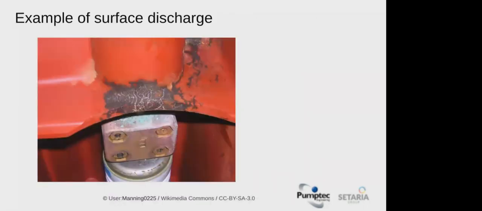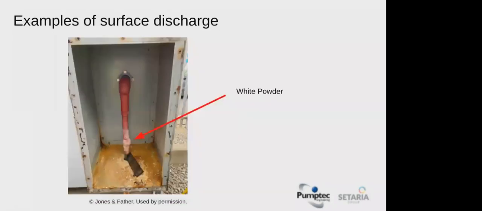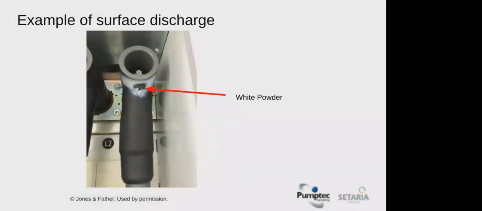A lot more pictures of surface discharge, again from Wikimedia. We can see pictures of partial discharge tracking across the surface of insulators. And this is used by permission from Jones and Father company, of discharge activity on a termination. And similarly with this one as well, you can see the white powder on both these two instances, and the area charring on this one of the discharge.